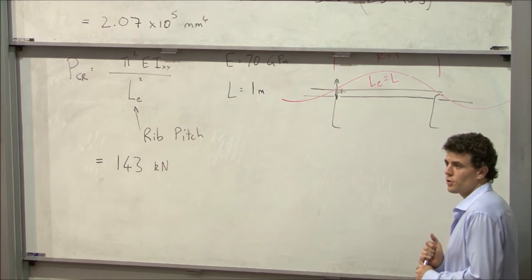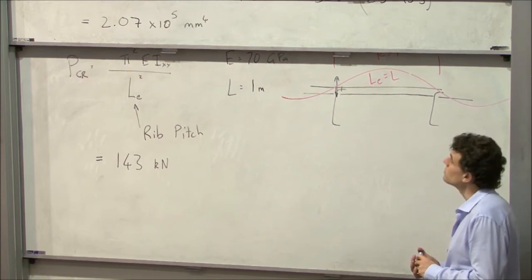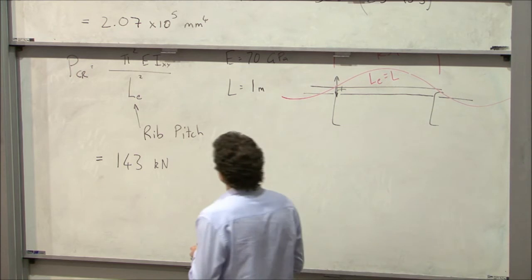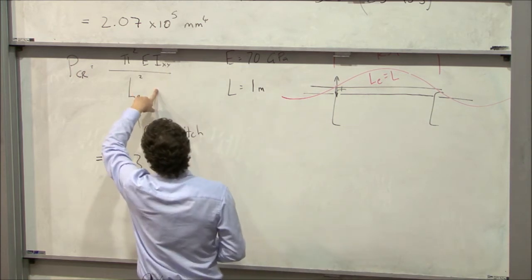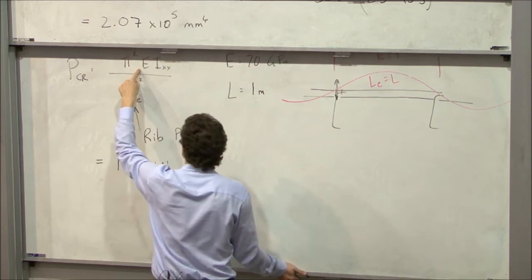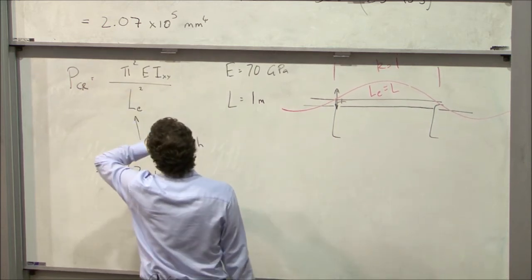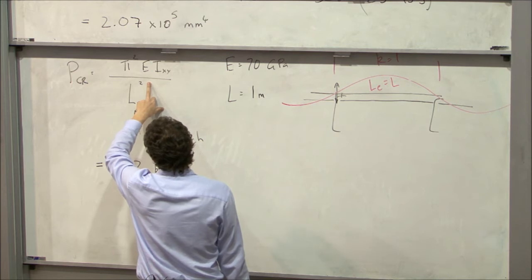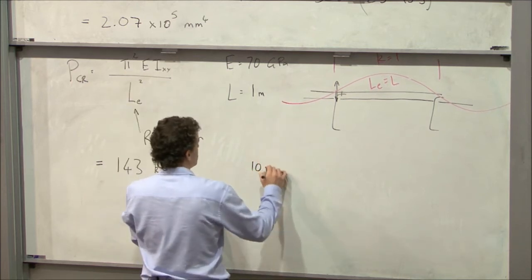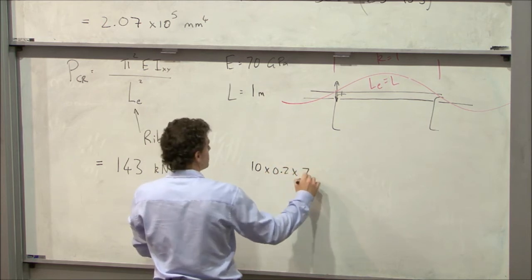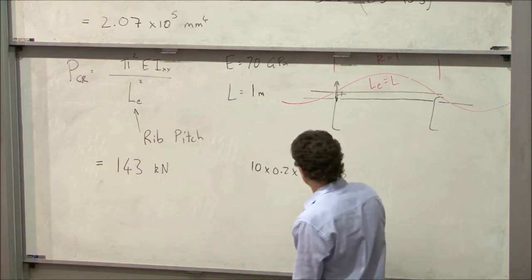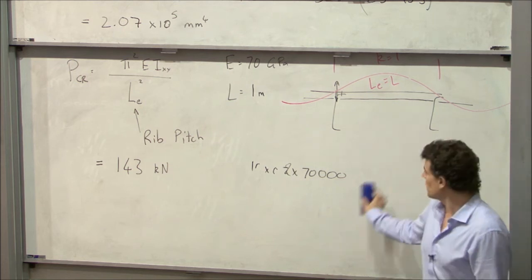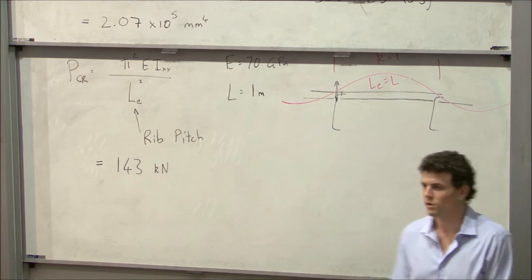So has anyone got a change on 143 kilonewtons? So we'll end up with this divided by this will be about 0.2 times 70,000 times 10. So 10 times 0.2 times 70,000. What have we got here? That crosses out to 2. It's 140,000, so yeah, we're about right. So it's always handy if you've got a very quick approximation technique to work out whether you're all right.